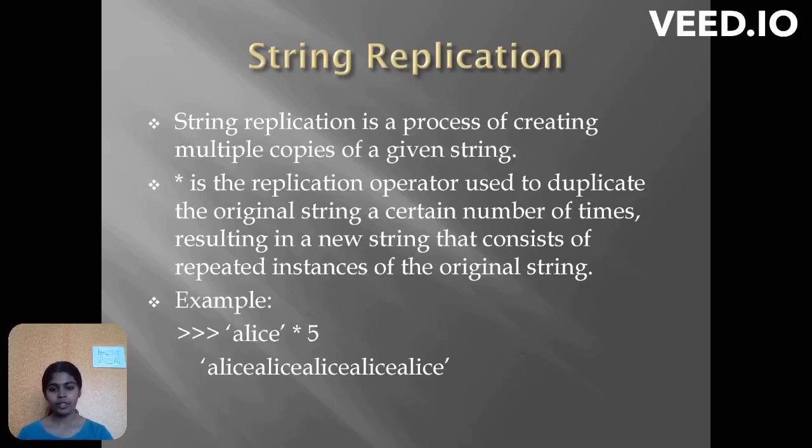Here we have the example: a string that is Alice. After that, the replication operator is used. After that, the integer value is used. The output would be Alice 5 times. So if in the place of the integer value, any floating point number or string value is used, Python gives us an error saying that this is not an integer value or this cannot be converted into integer. So we have to use the integer value after the replication operator.